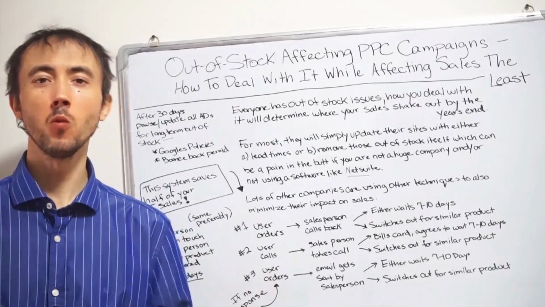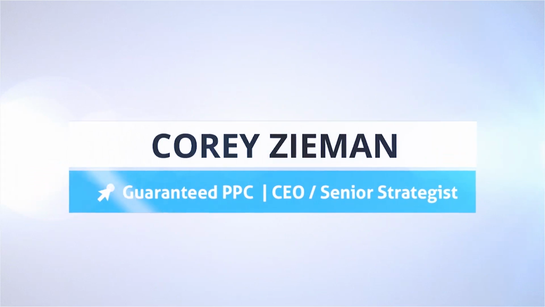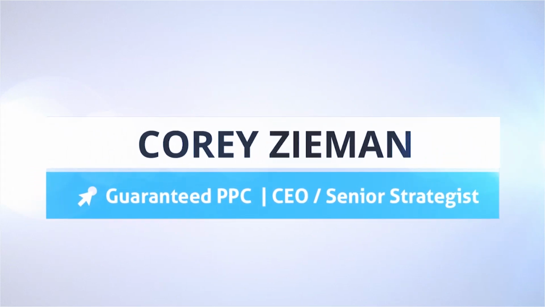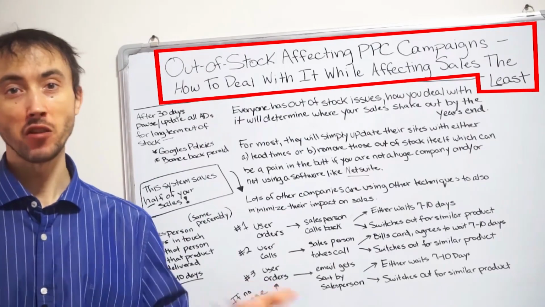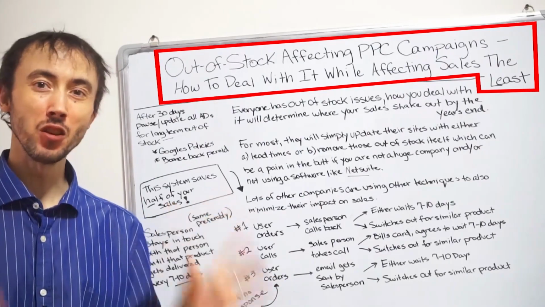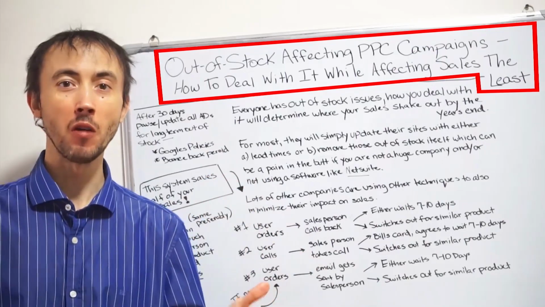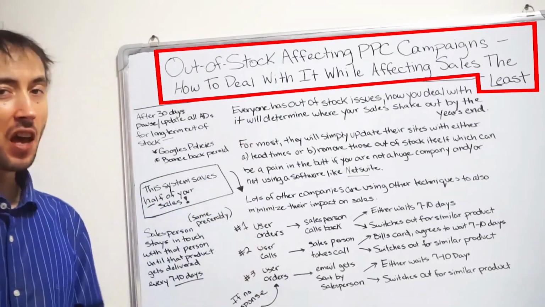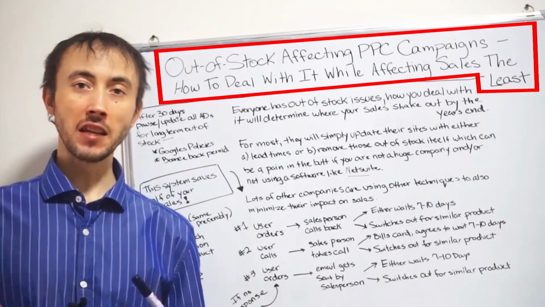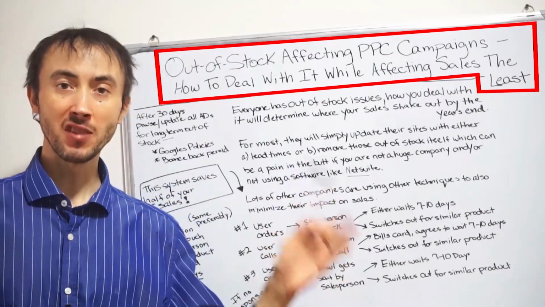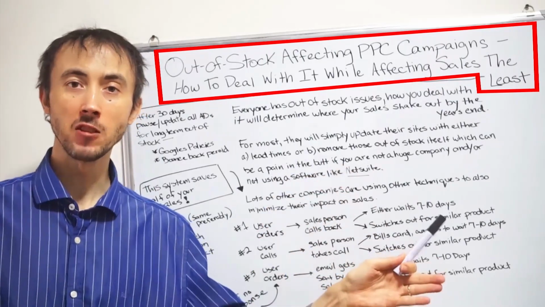Okay, on today's video, we're going to talk about out of stock issues on your e-commerce store, or if you're just selling products. Anything to do with selling online, products that you don't have any more of, or so-called out of stock, and how that pertains to affecting your sales, and how to minimize the amount of sales you're going to lose when you go out of stock if you're running PPC campaigns.